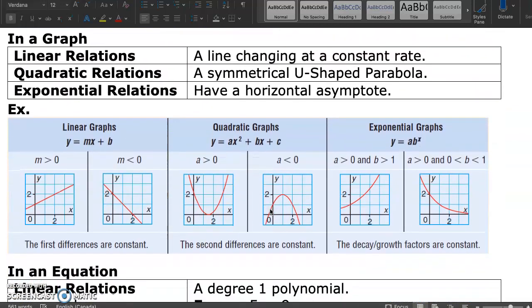Let's investigate graphs. Linear graphs are lines. Quadratic relations have a U-shaped symmetrical curve called a parabola. And with exponential relations, we have a curve, which is increasing exponential growth or decreasing exponential decay. To be able to tell between quadratic relations and exponential graphs, notice that a quadratic relation is symmetrical, whereas an exponential graph approaches a value but does not cross. We call that a horizontal asymptote.